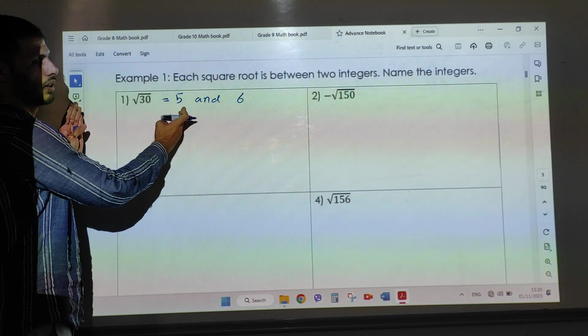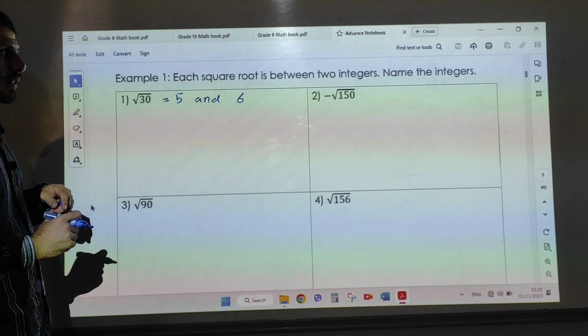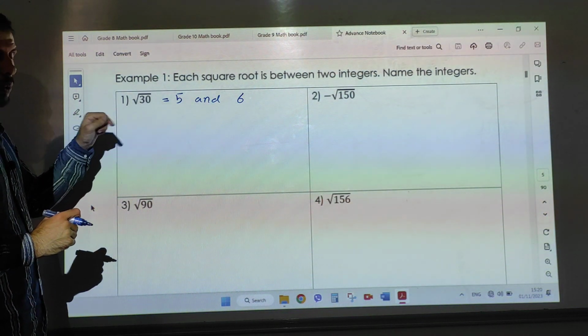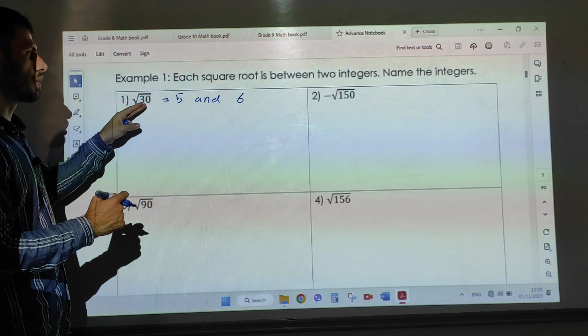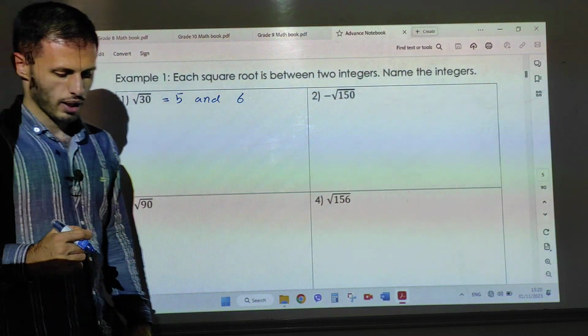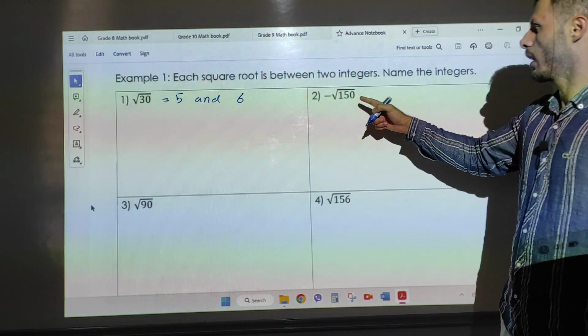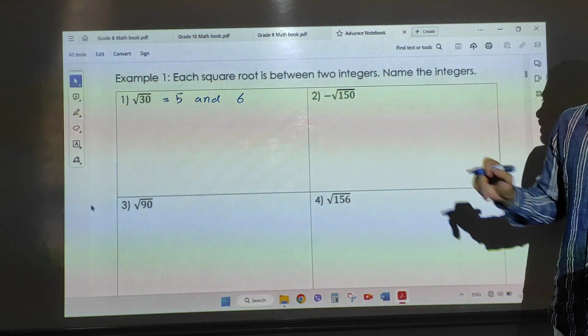The square root of 25 is 5, and the square root of 36 is 6. That's how we do it. We find the two perfect squares around this number, one less and one greater. The other one is negative square root of 150.